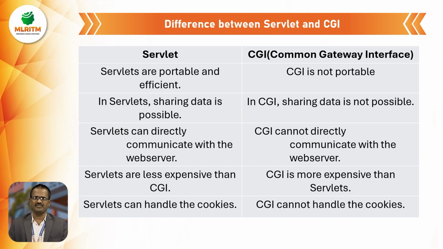Now, what are the major differences between servlets and CGI? We can see the table. One side is servlets, the other side is CGI. Servlets are portable and efficient. CGI is not portable; we cannot move it from one place to another. In servlets, sharing data is possible. In CGI, sharing data is not possible. For every request, a separate process is required in CGI. Servlets can directly communicate with the web server, but CGI cannot directly communicate with the web server.